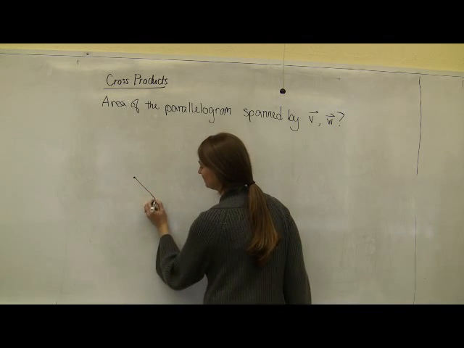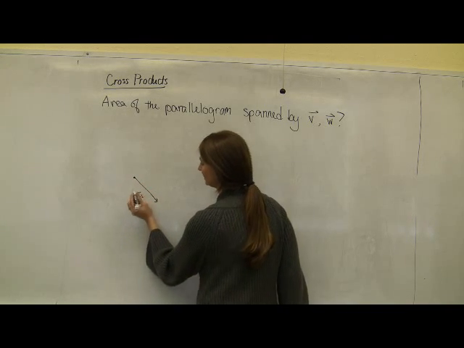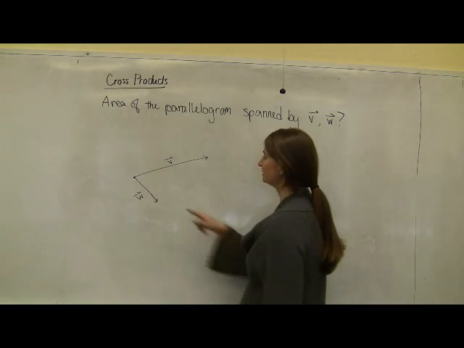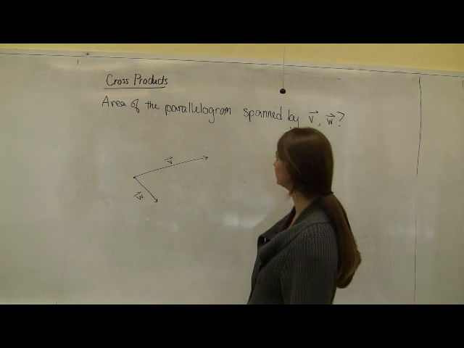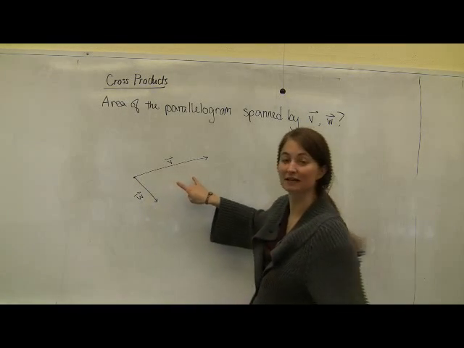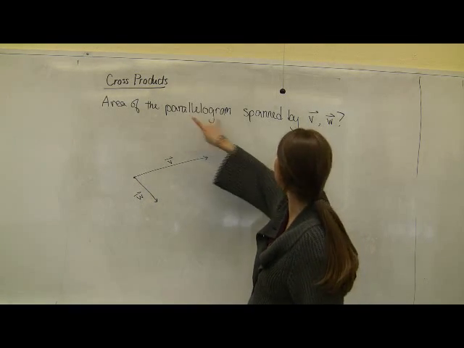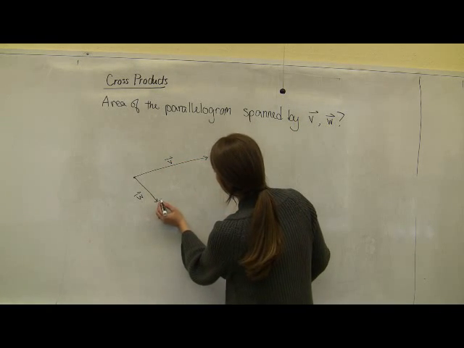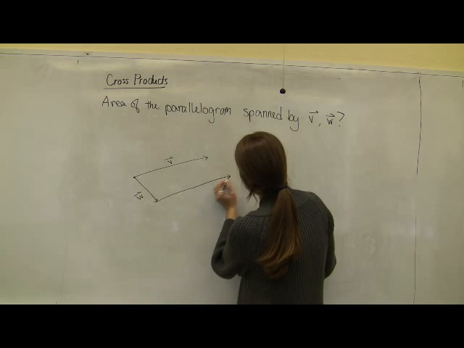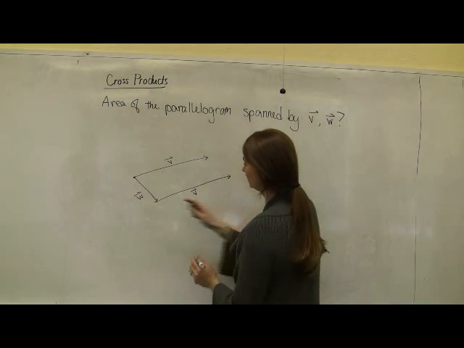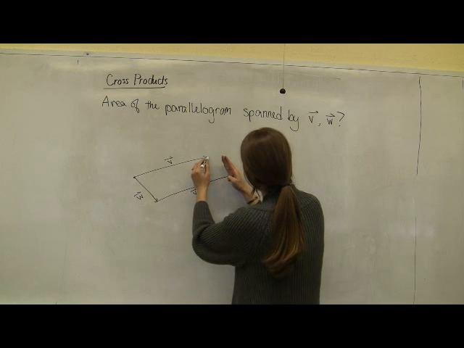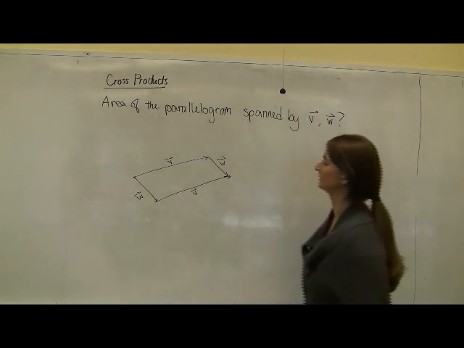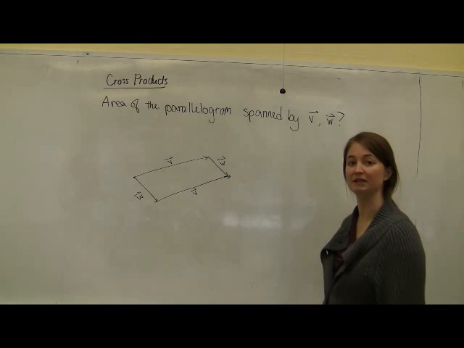Let's say that my vector w looks like this, and my vector v looks like this. I'm going to put them so that they have the same point of origin. And this doesn't yet look like a parallelogram. So a parallelogram spanned by these vectors is going to be the object wherein I put on another copy of v down here, and then I put another copy of w up here. And that's my parallelogram. This is the parallelogram spanned by v and w.